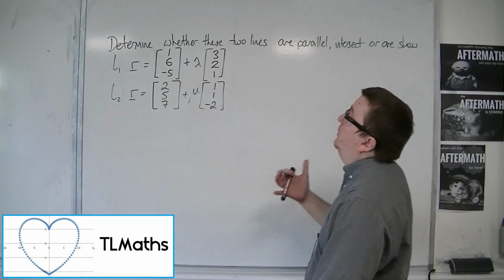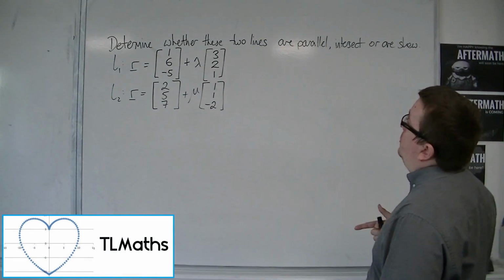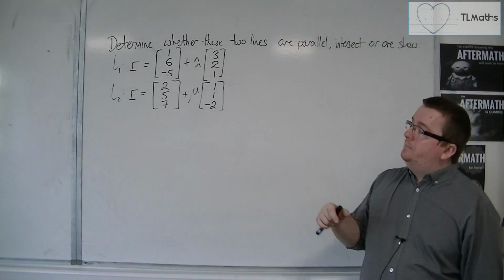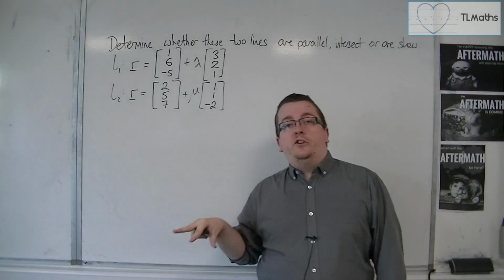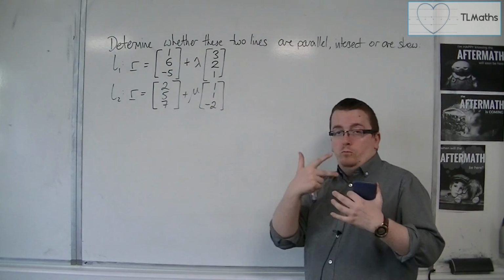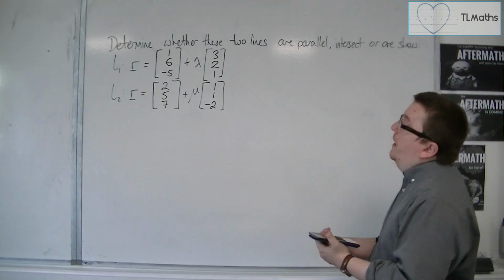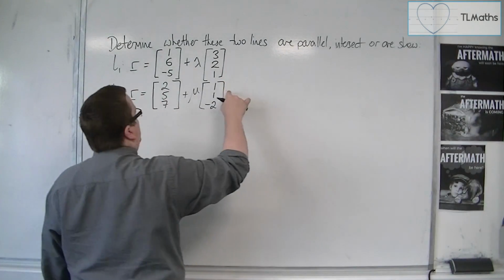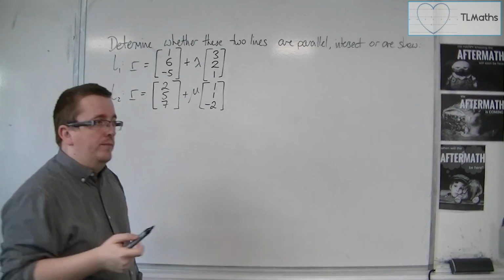Okay, so let's say we wanted to determine whether these two lines are parallel, intersect, or are skew lines. The first thing to do is to check whether the direction vectors are going in the same direction, if one is a multiple of the other. So we've got (3, 2, 1) and (1, 1, -2).